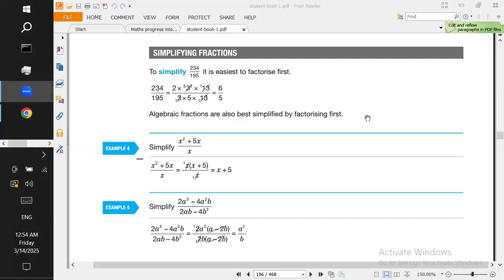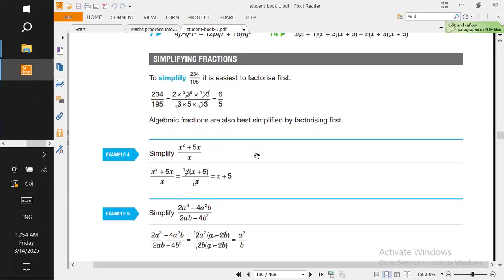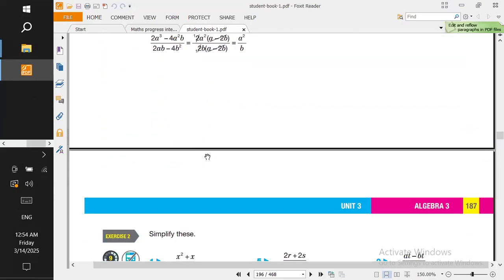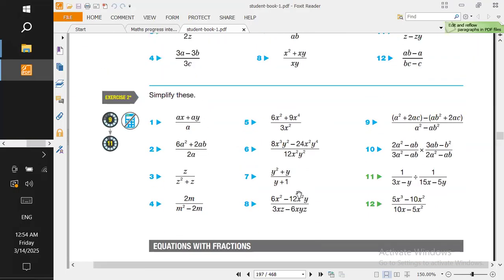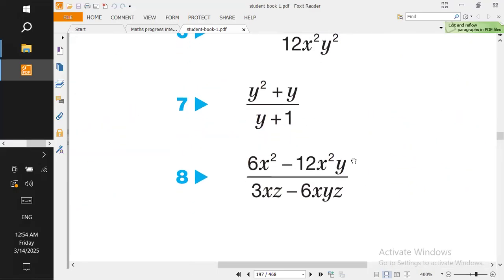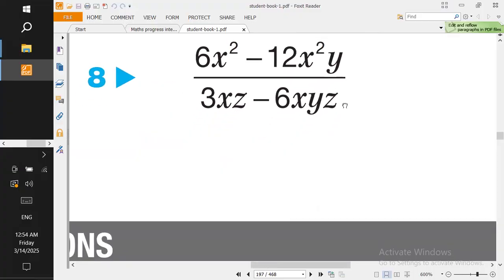In this video we're gonna talk about simplifying fractions in algebra, okay? Simplifying fractions here means we're gonna have fractions on top of each other that we need to simplify. For example, let's take one of the questions so we can answer it. Simplifying most likely happens with factorizing. When we talk about simplifying fractions, it means we're gonna use factorizing to simplify.